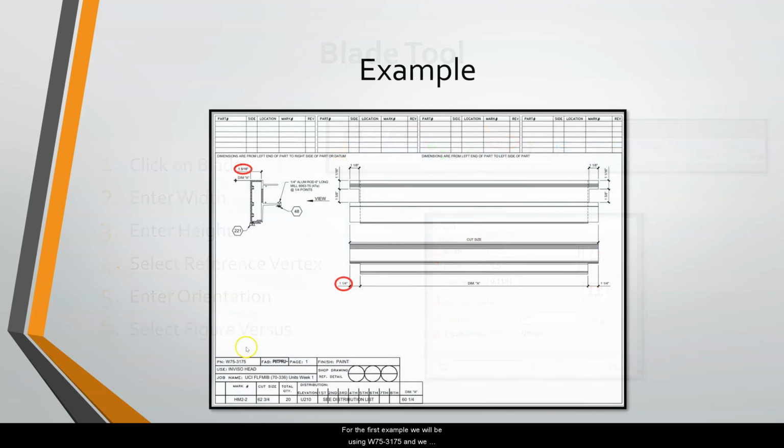For the first example, we will be using W75 3175, and we will be creating this 1¼ inch notch to clear the vertical. Here we can see that our notch will be two different steps, one for the 1¼ inch cut and the next for the 1 5/16 cut. The first step will be to do this 1 5/16 cut, and then the second step will be to do this 1¼ inch cut. To do this, we will be setting a priority, which will be explained later on in the video. Now, let's go over to our canvas.